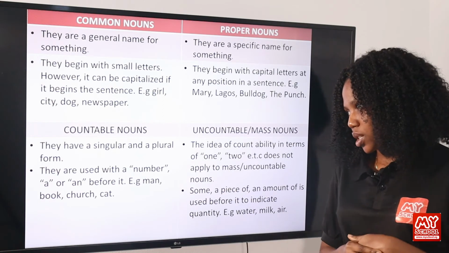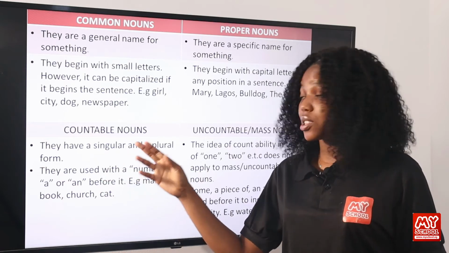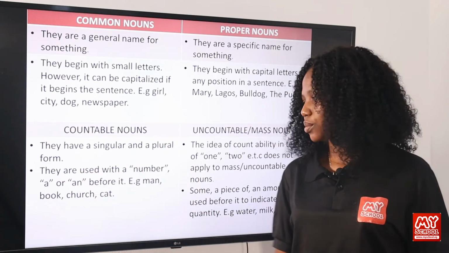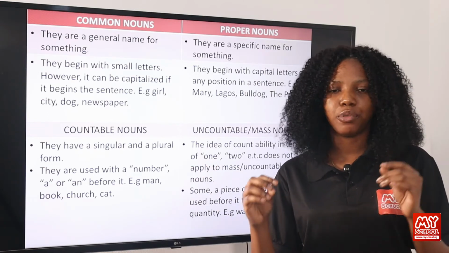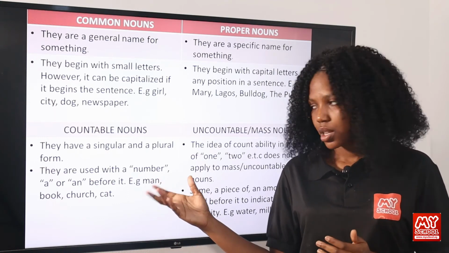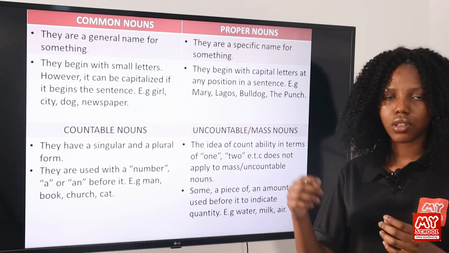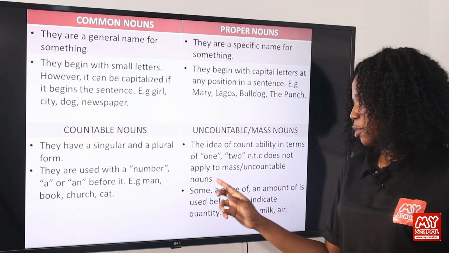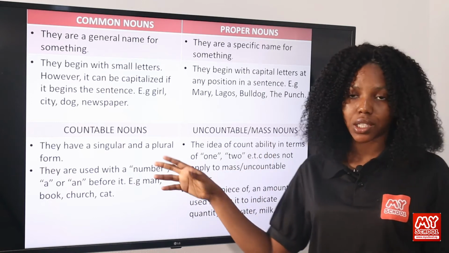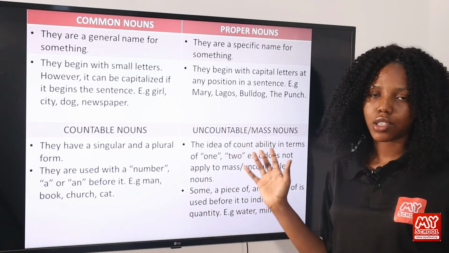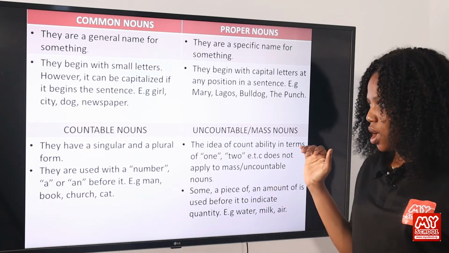So let's look at the first point established under countable nouns and uncountable nouns. Countable nouns have a singular and a plural form. Countable nouns have a one-word standardized singular and plural form. Now, for uncountable nouns, the idea of countability in terms of 1, 2, 3, 4, 5 does not apply to mass or uncountable nouns. So we cannot count uncountable nouns the way we can count countable nouns. The idea of counting 1, 2, 3 does not apply to uncountable nouns.